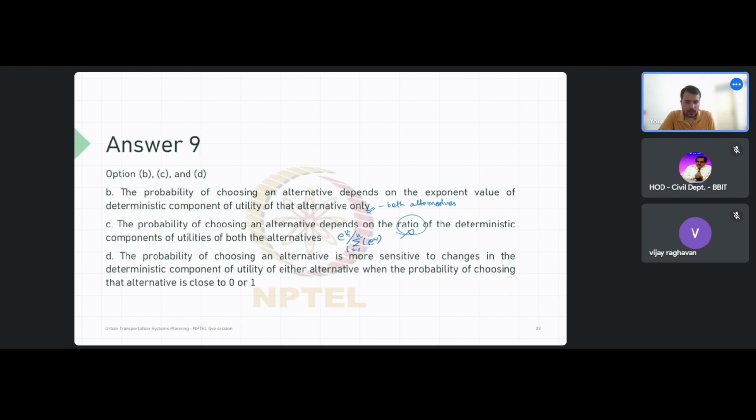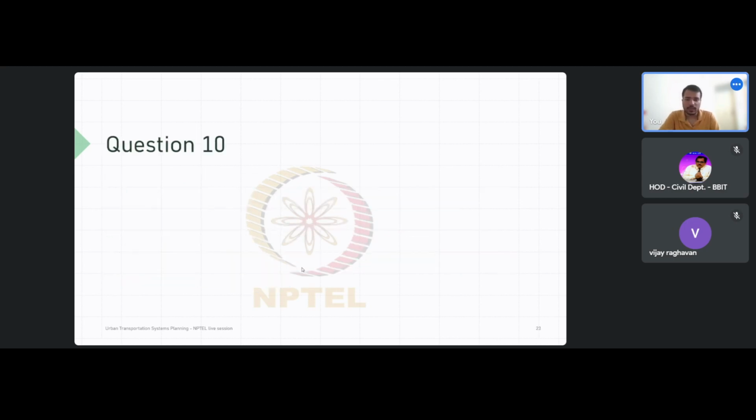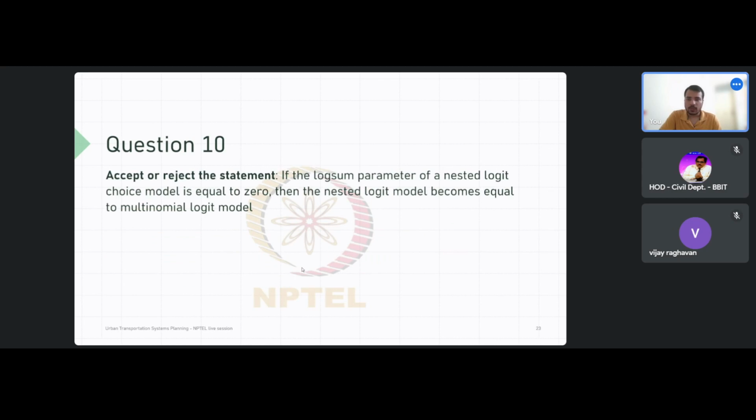Let's do this for V_i. Then probability of choosing an alternative is more sensitive to changes at 0 or 1. So now it is around 0. Around the middle it will be more sensitive, at the edges it will not be sensitive. So B, C, and D. Moving to question 10, accept or reject.